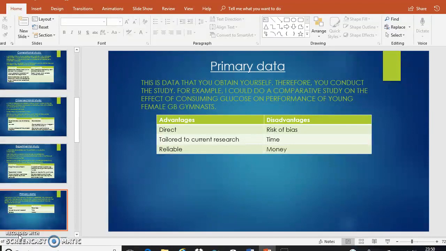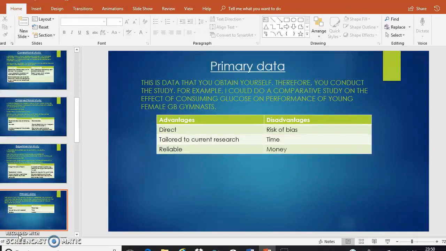So moving on, there's also primary data. So primary data is data that you obtain yourself, so you conduct the study. So for example, I could do a comparative study on the effect of consuming glucose on performance of young female Great British gymnasts. There are advantages to this. This is direct, it's tailored to current research, and it's reliable.